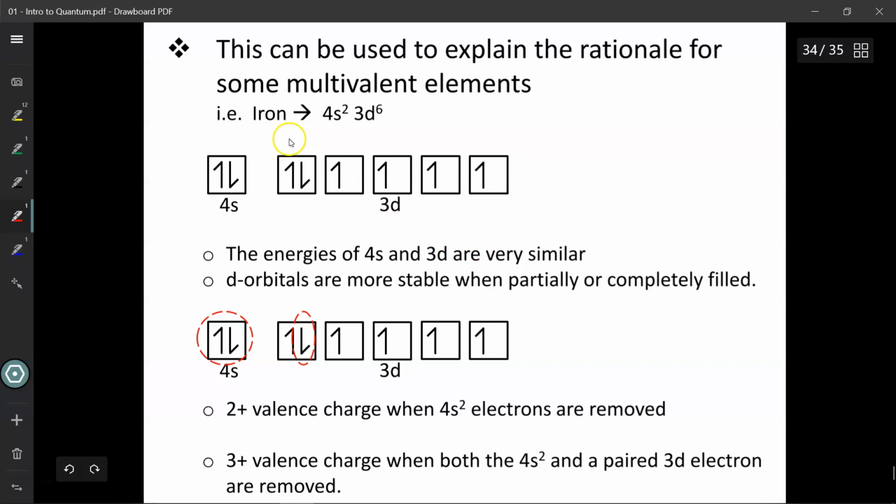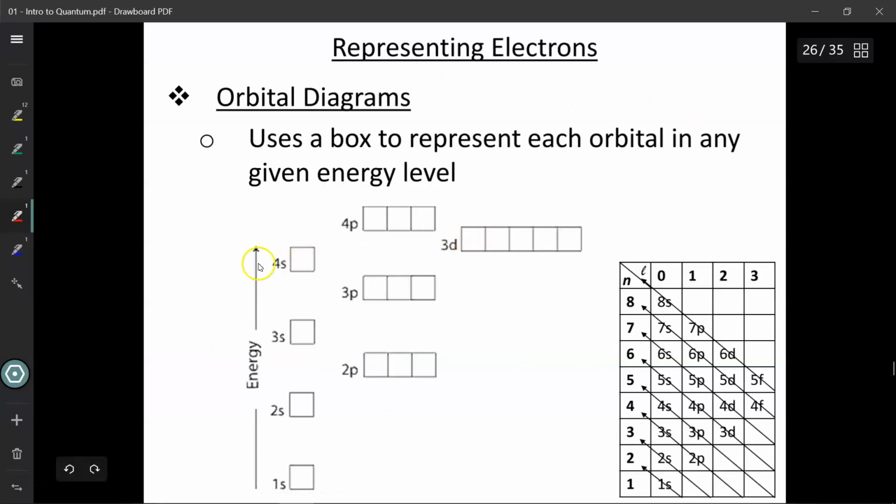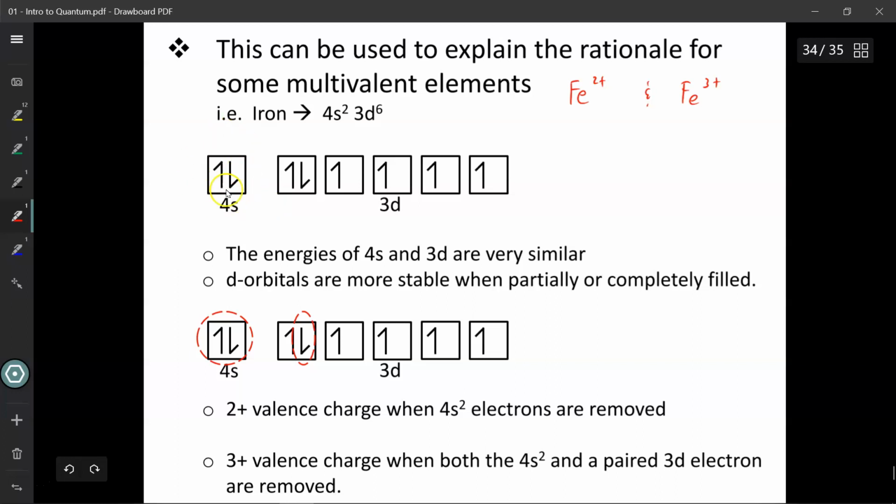Take, for instance, iron. Iron can typically form two ions, iron 2+ and iron 3+. Because the s and the d orbitals are very similar in energy, we can remove the outermost electrons to form an iron 2+ ion where it lost the 2 electrons. But once those are gone, you'll notice that the 3d orbital is very close to having a half-filled orbital. Since that provides greater stability, we can get rid of this 3rd electron over here, and now you've lost 3 electrons in total with an iron 3+ charge. And in fact, the iron 3+ ion is more stable than the iron 2+ ion because of this.